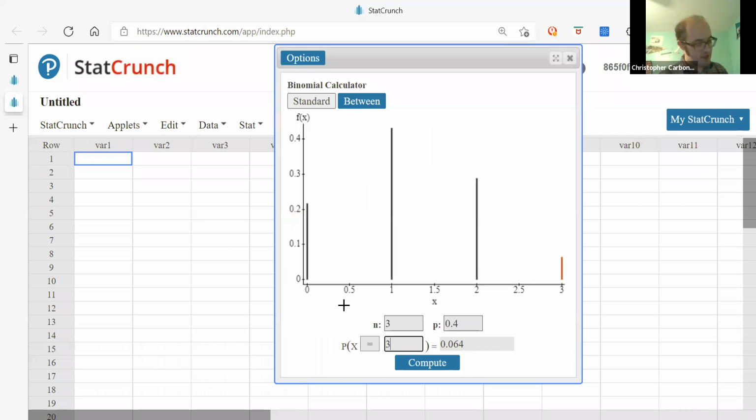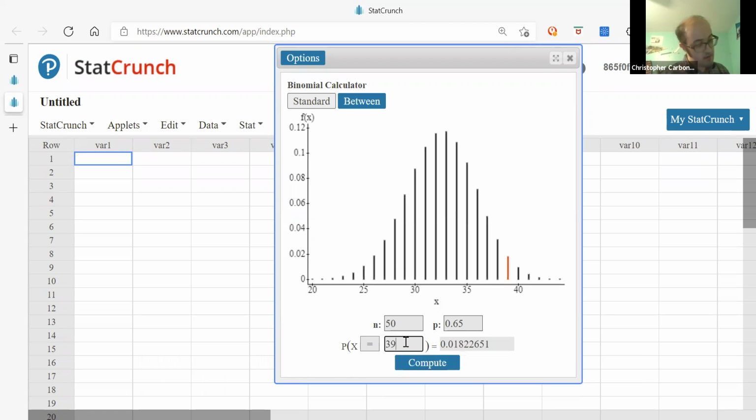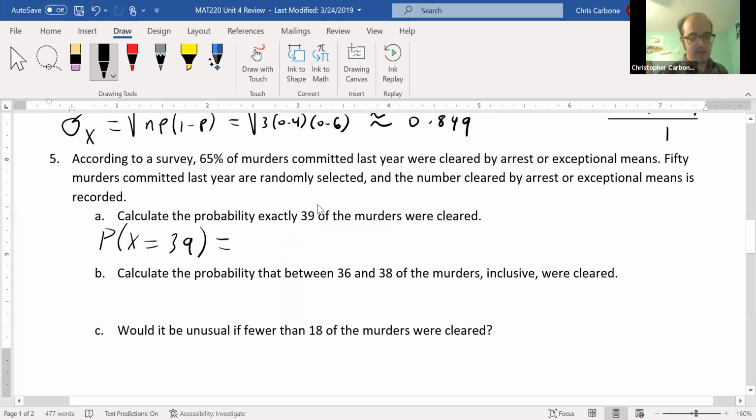We're going to change this n here to be 50. Probability of success to be 0.65. We want this to be equal to 39. And as StatCrunch here shows us, it's 0.018 in this case. So this probability is 0.018.